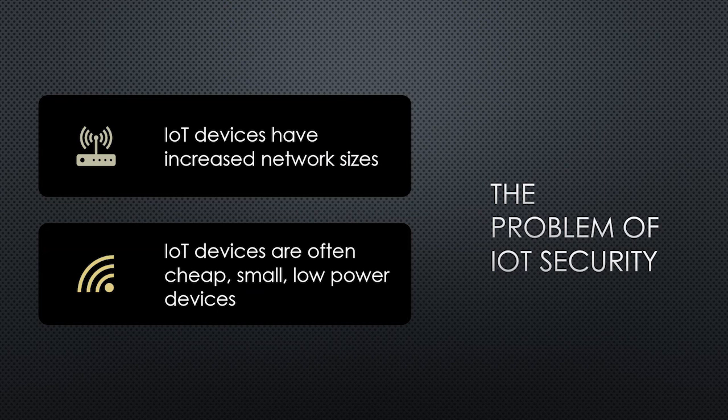IoT security can be understood as a twofold problem. First, IoT devices have been expanding the size of computer networks. Previously, a home network may only contain a single desktop computer shared by an entire family. However, the addition of laptops, smartphones, and tablets has rapidly increased the number of hosts found within a typical home network.